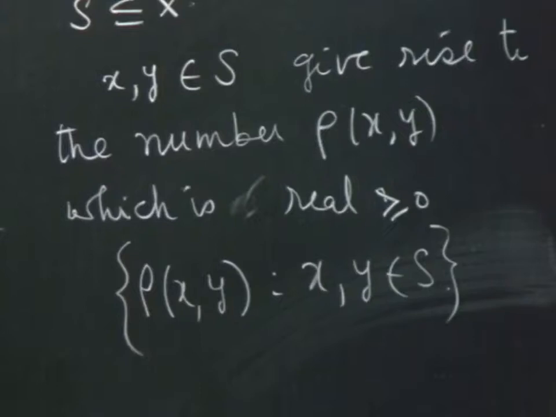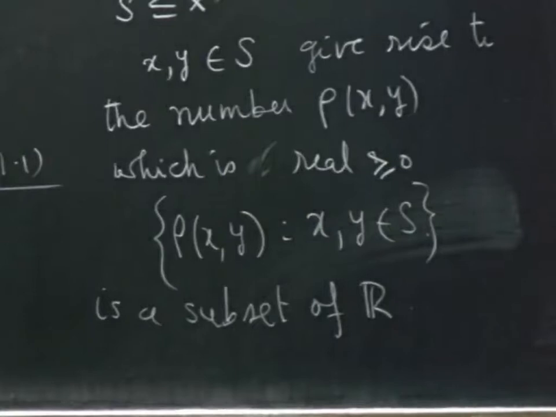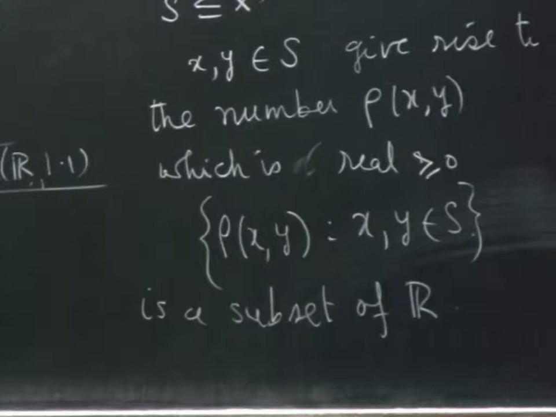So you get a subset of R, the real numbers, because the distance between two points is a real number. By varying all these pairs of points in that space, I get a whole collection of non-negative real numbers. So when I have a set of real numbers, they may be either bounded or not bounded.